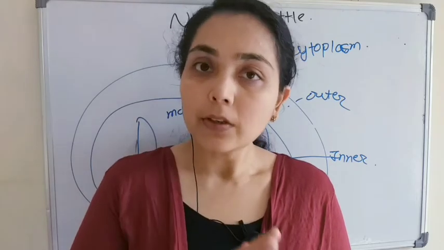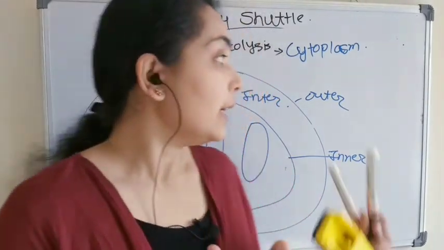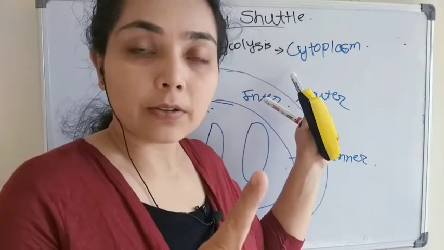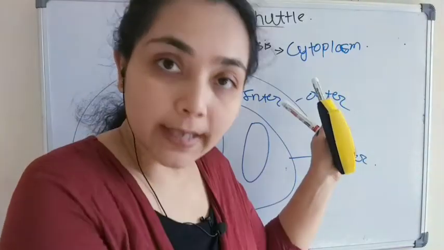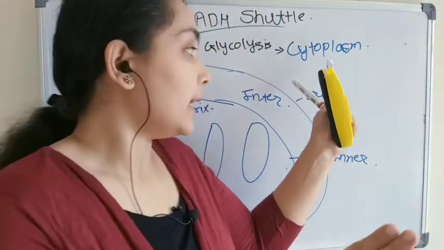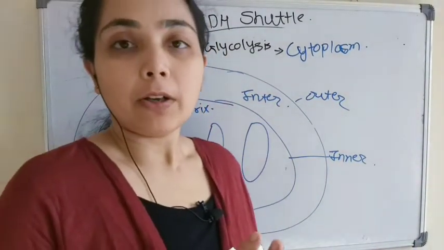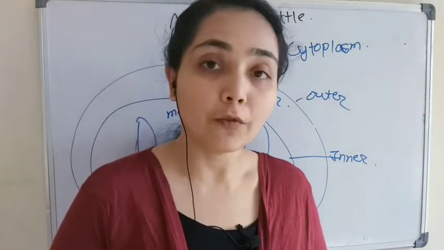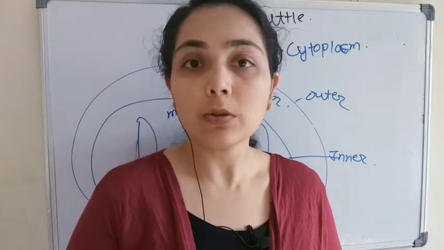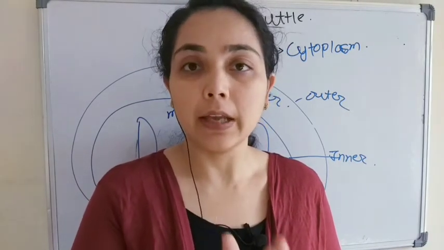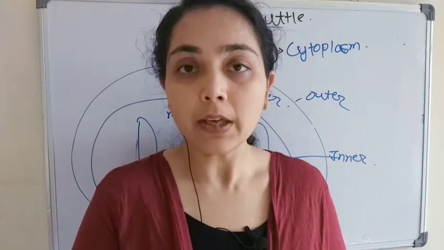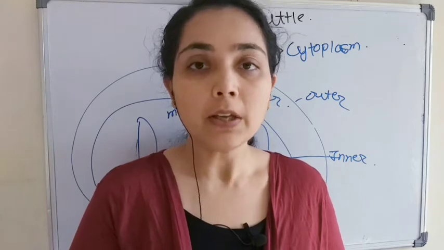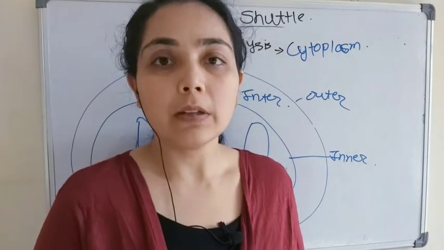There is one more very important thing: the NADH produced during glycolysis, which is present in the cytoplasm of the cell, cannot cross the mitochondrial membrane, particularly the inner mitochondrial membrane. So now what will happen? As we know, NADH has energy rich electrons, and these electrons help in the synthesis of ATP. If it does not get transported, it will get wasted.